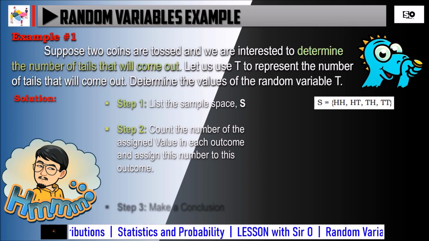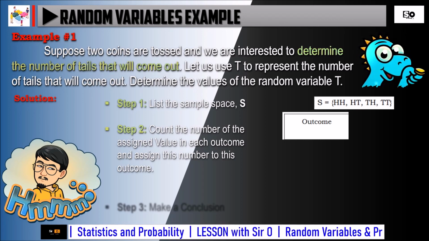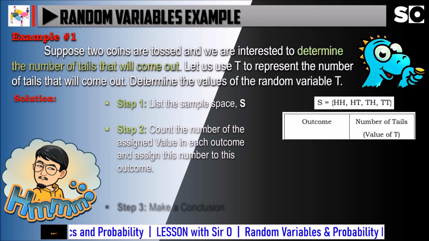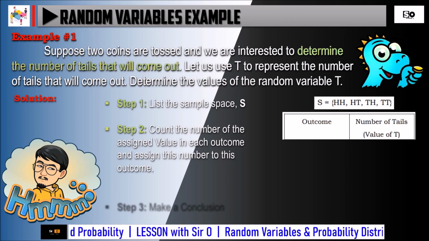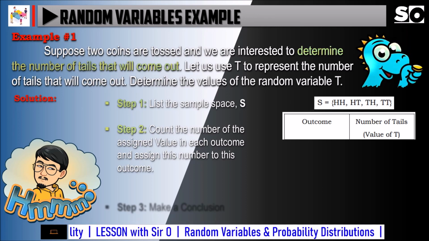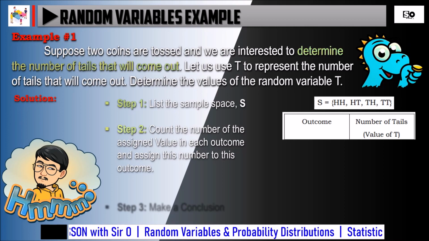For the next step, we need to make a table. First column is for the outcomes or the sample space. Second column is for the number of tails, as indicated in the problem that we need to determine the number of tails that will come out. Simply count the number of tails in the first column.